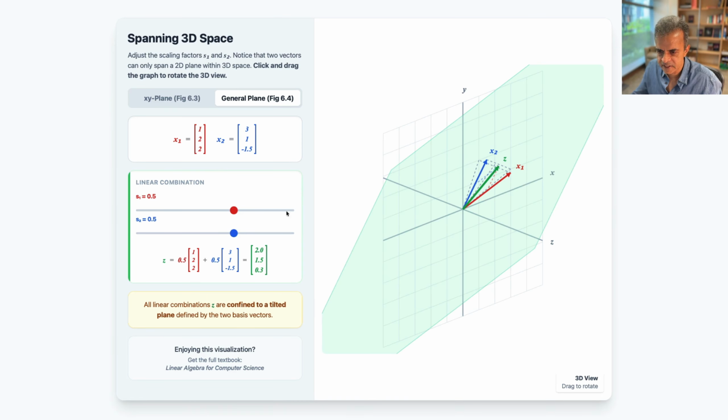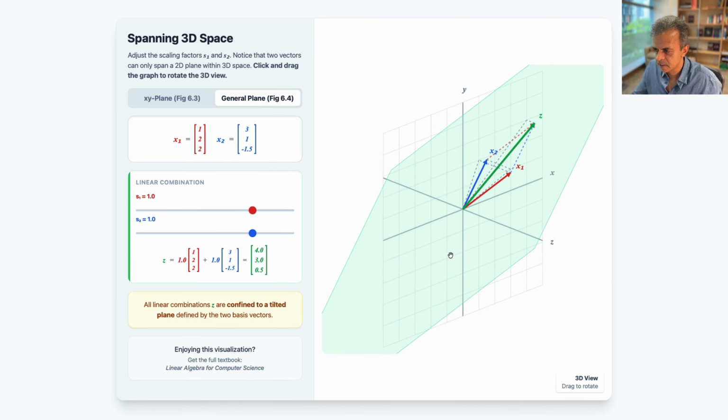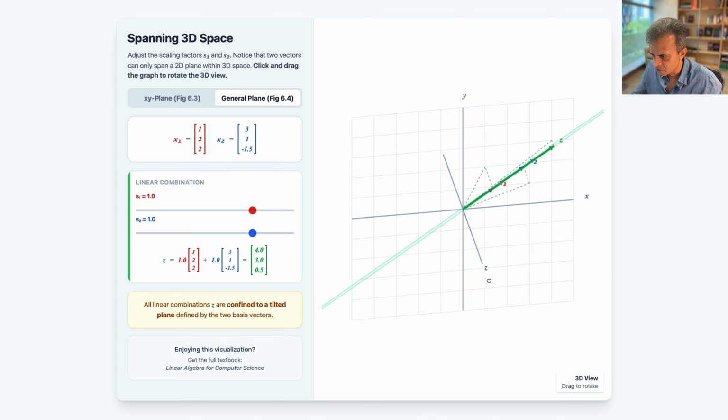Those are the two vectors. You can see that they are on some plane. It's still not obvious what that plane is. Let's orient ourselves so that we look at that plane of these two vectors edgewise.